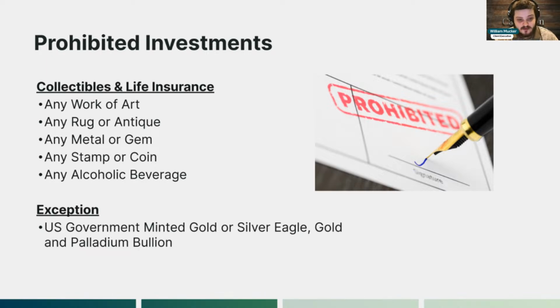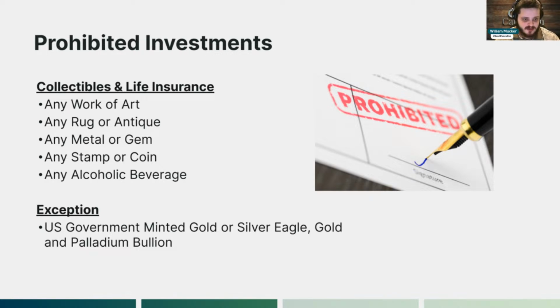Antiques, metals. However, there's an exception, like I mentioned, for those U.S. government minted metals, that's gold or silver eagles, those bullions, they can be purchased. However, other metals can't. They have to be minted by a certain U.S.-based mint with certain licenses. They have to meet a certain quality marker and a number of different things, but you just can't invest into any metal out of your IRA.